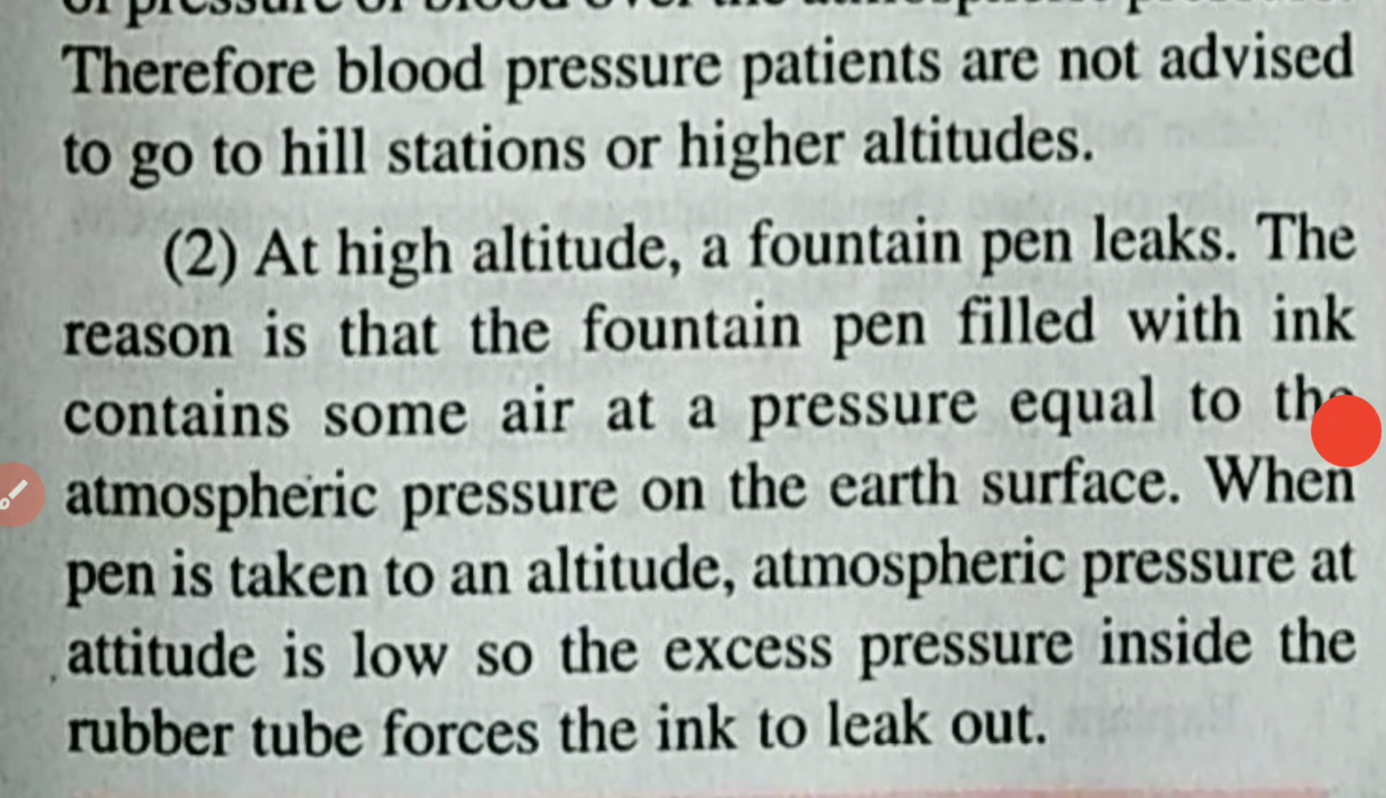Number two, at high altitude, a fountain pen leaks. The reason is that the fountain pen filled with ink contains some air at a pressure equal to the atmospheric pressure on the surface of the earth. So when the pen is taken to much higher altitudes, atmospheric pressure at the altitude is low, so the excess pressure inside the rubber tube forces the ink to leak out.